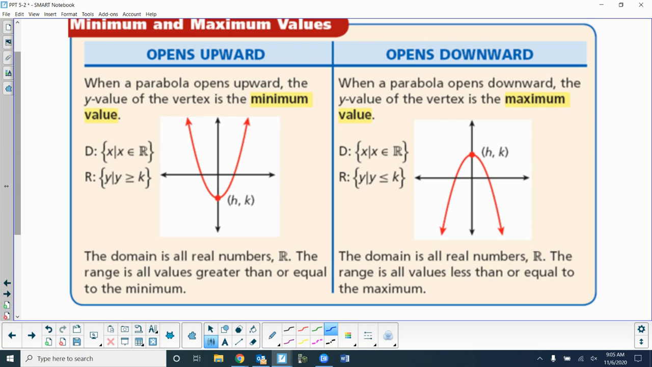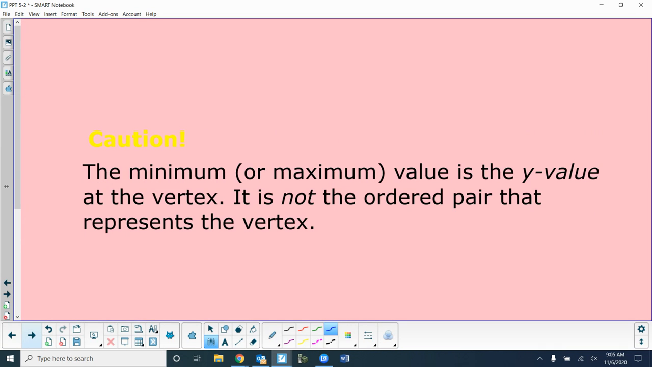Okay? The min is always the y value of the vertex. So the min of the problem we just got done doing was negative 9.5. It's not the whole point, it's just the y value. The minimum value or maximum value is the y value of the vertex. Same as your range. Okay? That's what I just said, right? Not the whole ordered pair of the vertex, it's just the y value. Okay?